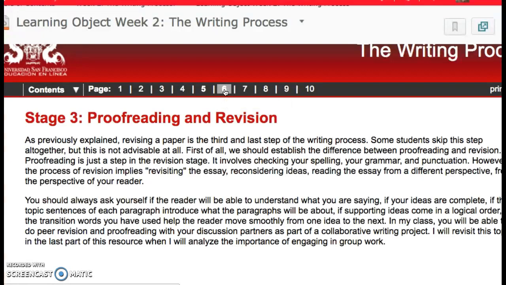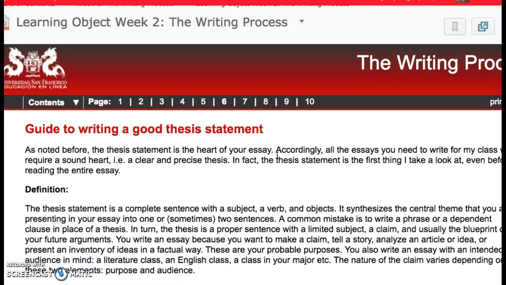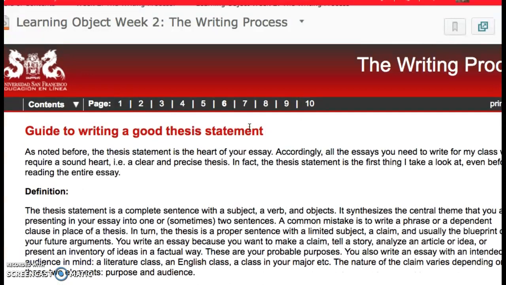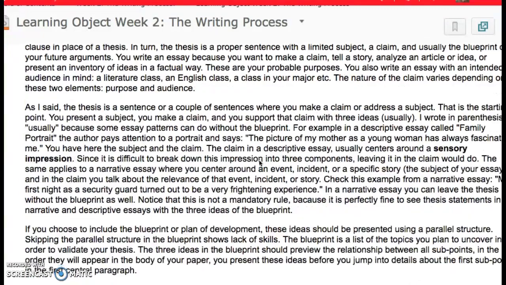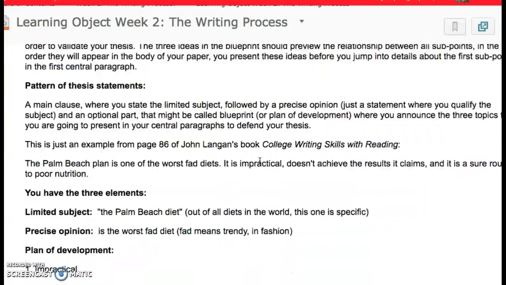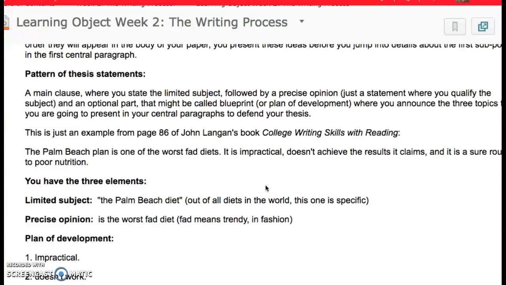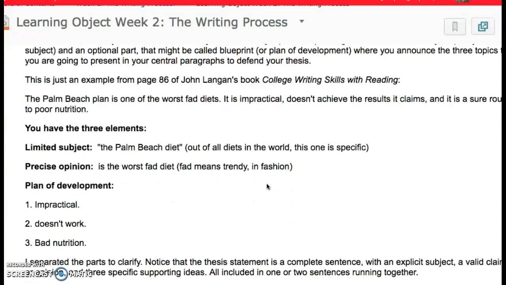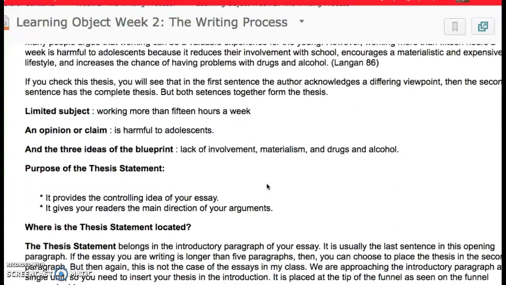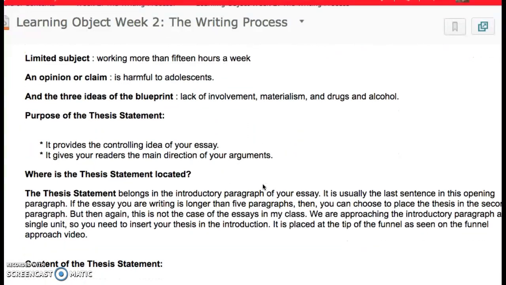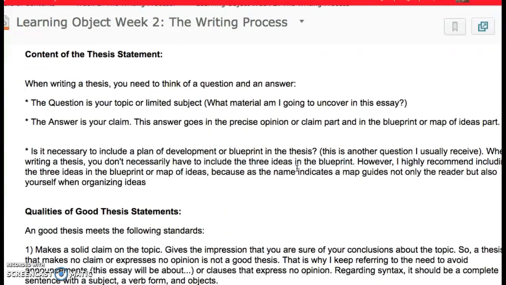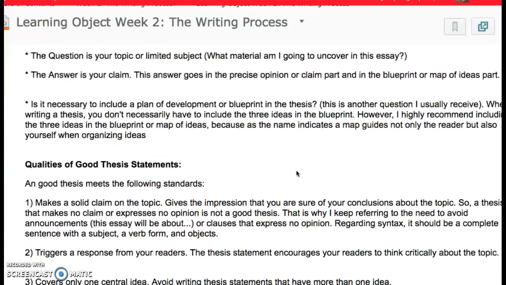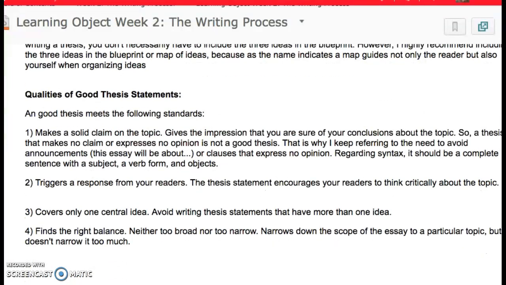Something interesting here too is that I give you the guide to the thesis statement. I provide the definition of what the thesis is, the pattern of the thesis statement, that you have a limited subject, a claim, and a blueprint. I give you examples of different thesis statements and where the thesis statement should be located, the contents of the thesis. So this is what you have to study for the first partial test on Friday. So this is mostly what you have in your week.